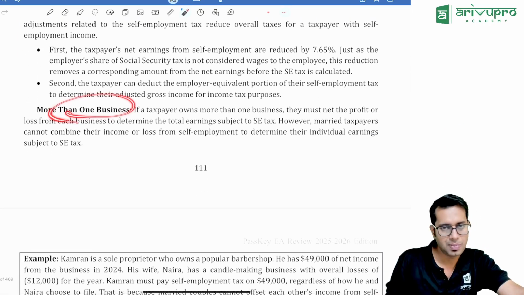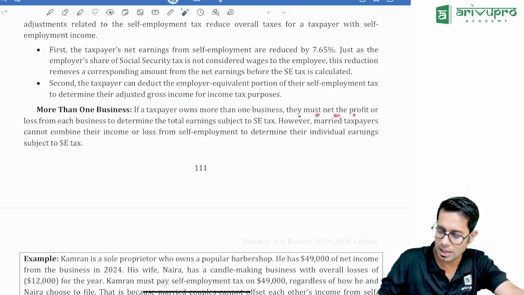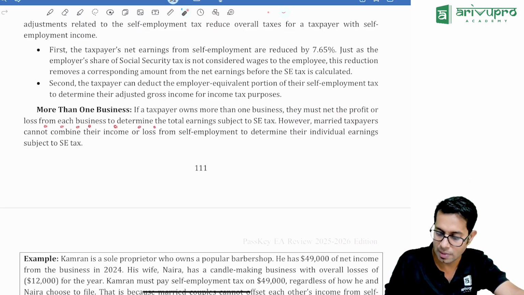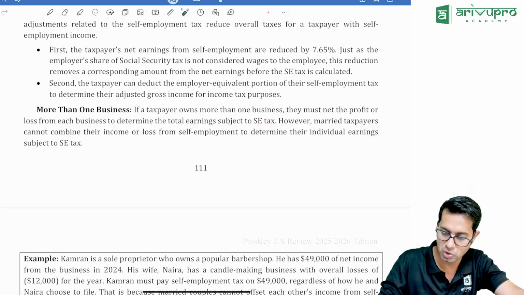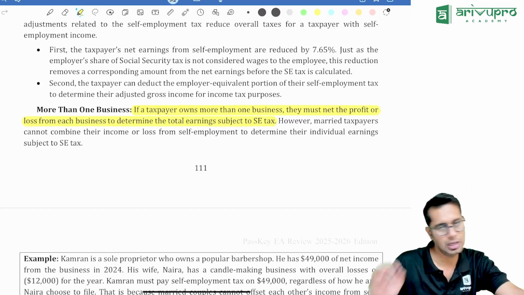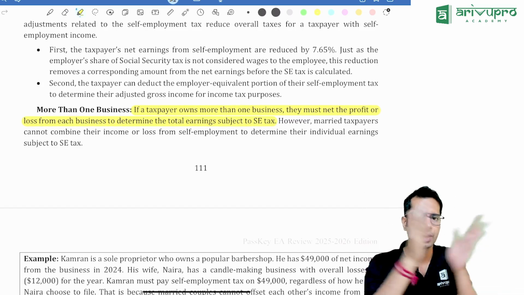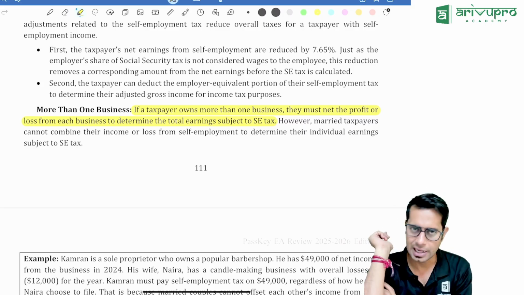What if I have more than one business, sir? If the taxpayer owns more than one business, they must net the profits or losses from each of the businesses to determine the total earnings for Social Security tax. Please note, if you have more than one business, you will net your income. For example, I have two businesses. One is giving me profit, one is giving me loss. Combine. On the net amount, tax will be calculated.